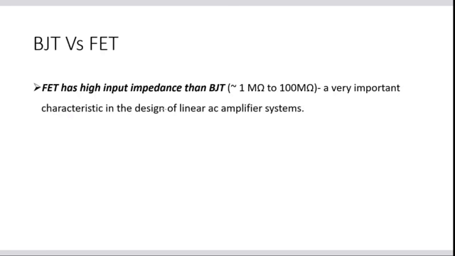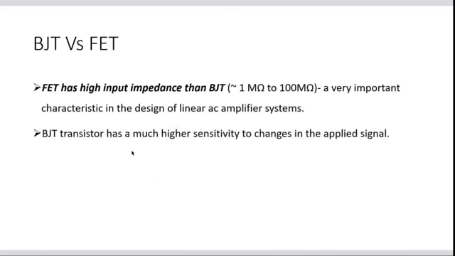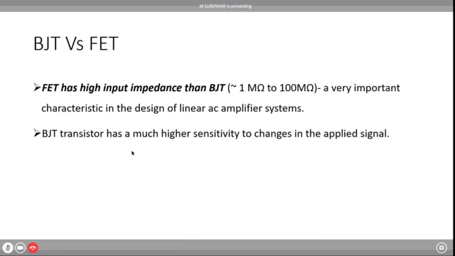When compared to the BJT, the sensitivity of BJT is very high, whereas the FET's sensitivity is very low. This is an advantage for BJT and a disadvantage for FET. At some times, FET takes advantage of being insensitive to some input signals. Sensitivity can be an advantage or a disadvantage. So BJT is much more sensitive when compared to the FET.